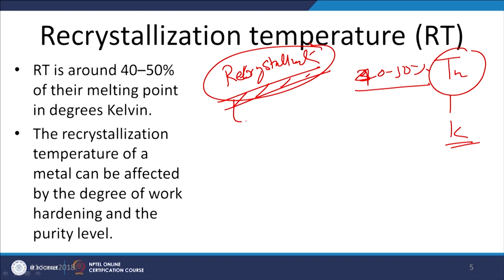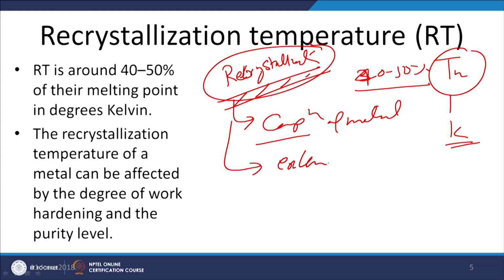However, this will also be affected by the composition of the metal, like the presence of impurities, and the extent of work hardening or deformation which has been imparted. So, the greater the plastic deformation which has been given, the easier the recrystallization will be, because the amount of strain energy stored will be more, which is the driving force for such recrystallization.